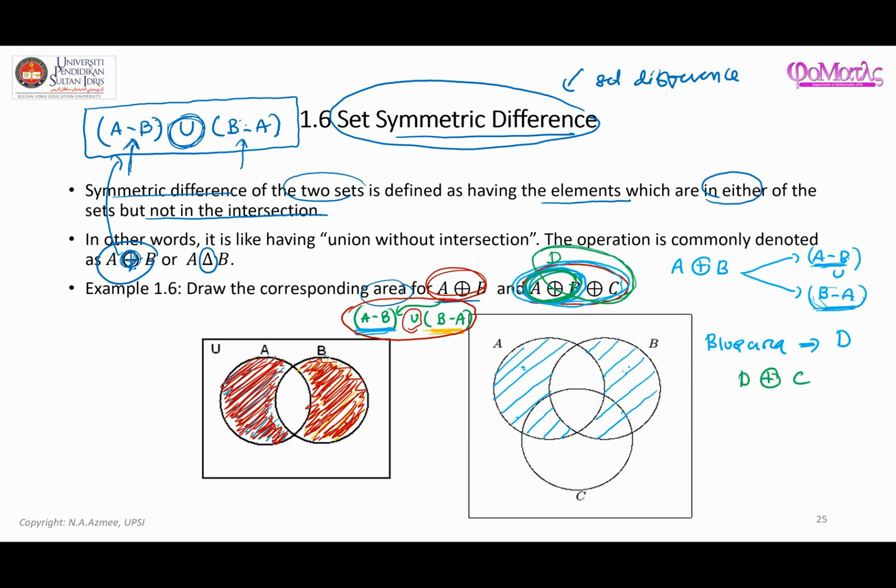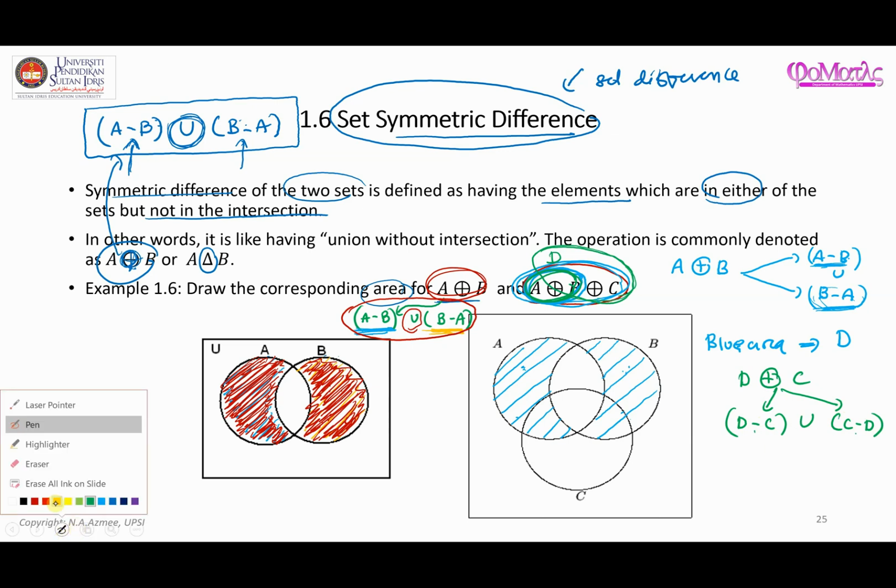Again, in your mind, you should be thinking about the meaning of symmetric difference. Really, it's very simple. It's about finding the area of the set difference of D and C, and then finding the set difference of C and D. Once you have the result, you apply the union process between these two sets. So let us find the area associated with D and C. Remember what D is? D is the blue area. So D and C means the area that is just in D but not in C.